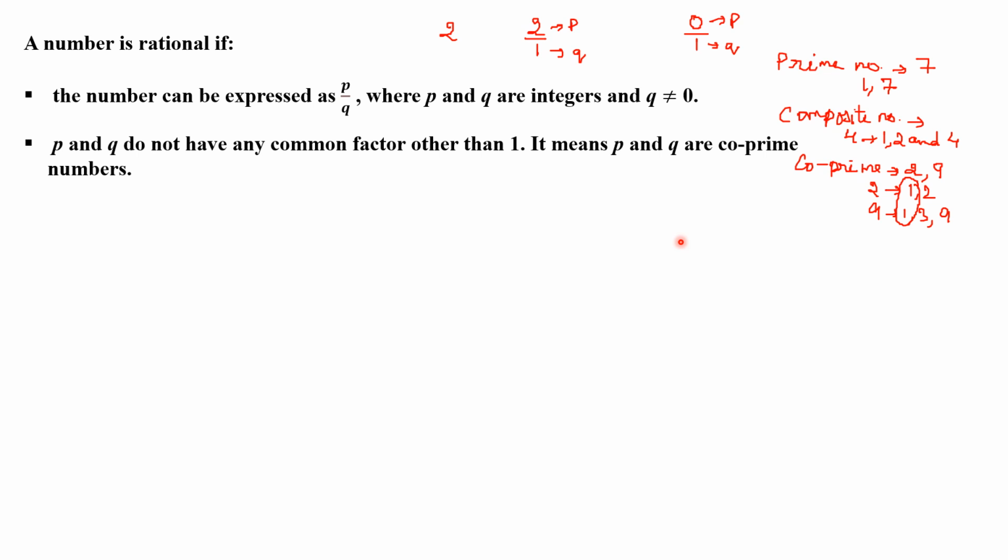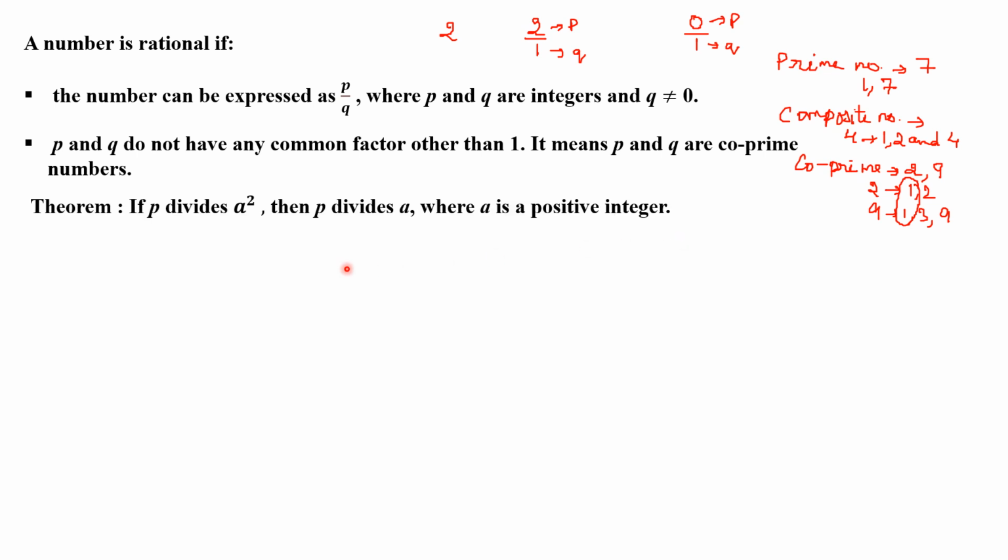Hope it is clear, right? Now there is a theorem. It tells that if P divides A square, then P divides A, where A is a positive integer. Now here your P is a prime number. If P is a prime number and if P divides A square, then P will divide A also.